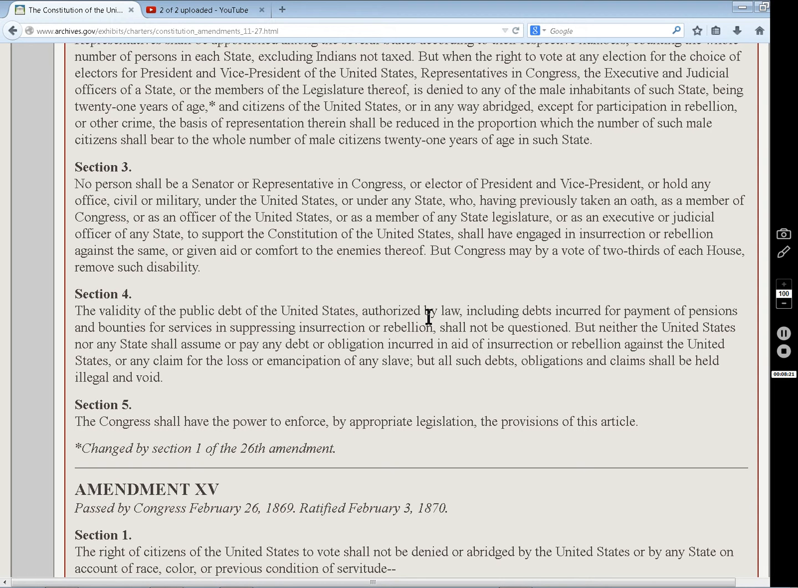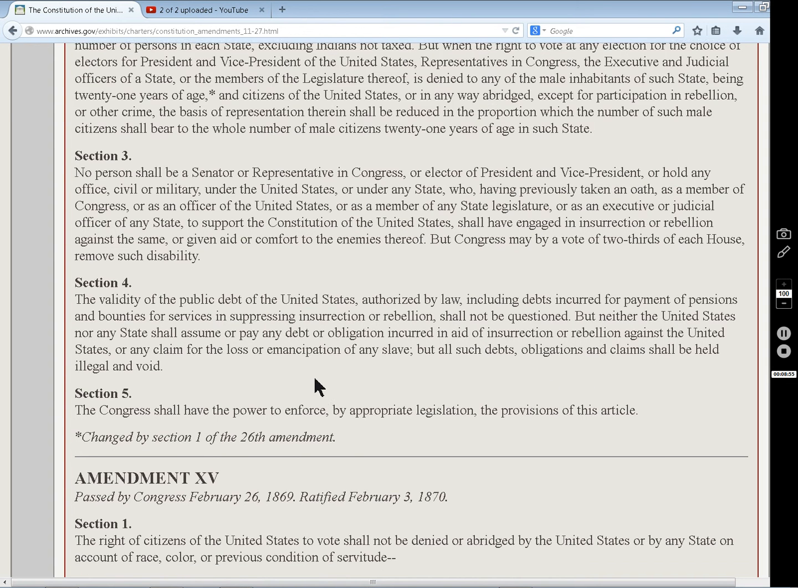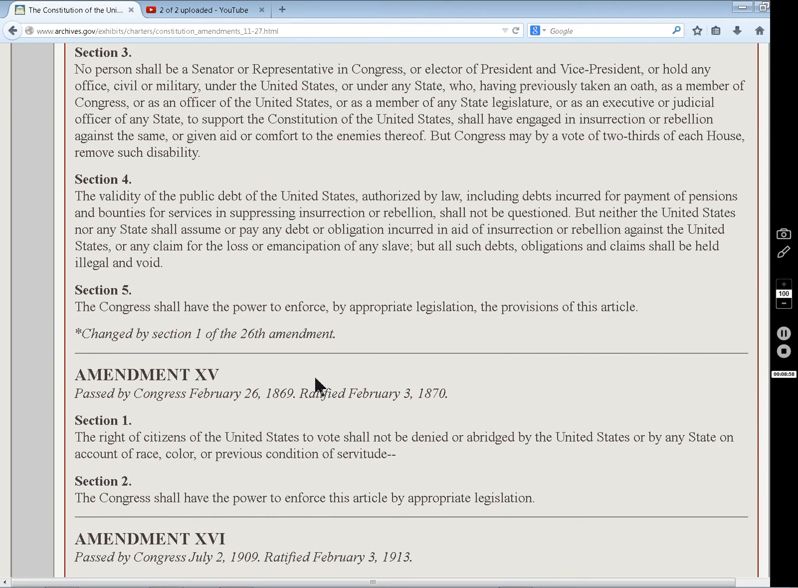Section 4. The validity of the public debt of the United States, authorized by law, including debts incurred for payment of pensions and bounties for services in suppressing insurrection or rebellion, shall not be questioned. But neither the United States nor any state shall assume or pay any debt or obligation incurred in aid of insurrection or rebellion against the United States, or any claim for the loss or emancipation of any slave, but all such debts, obligations, and claims shall be held illegal and void. Section 5. The Congress shall have the power to enforce, by appropriate legislation, the provisions of this article. The footnote says, changed by Section 1 of the 26th Amendment.